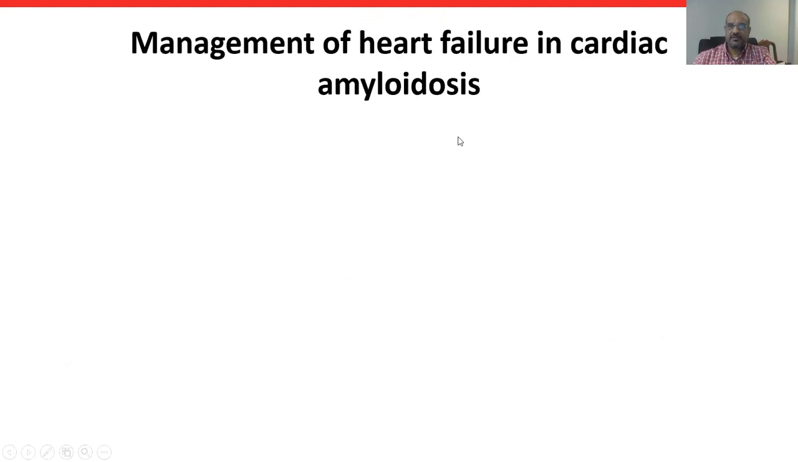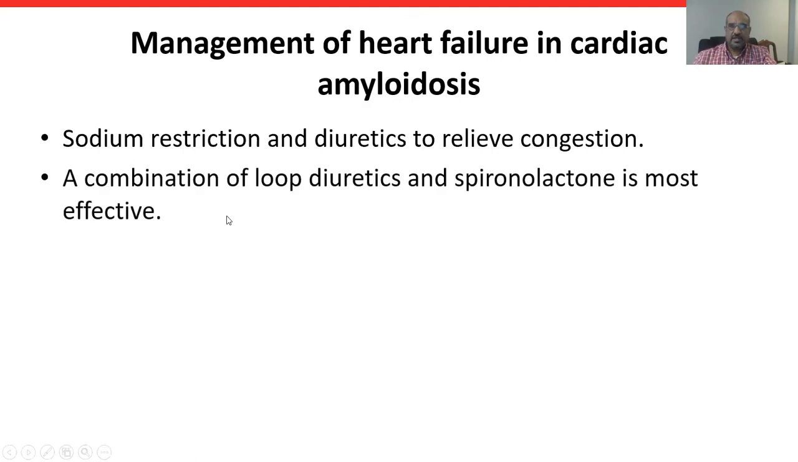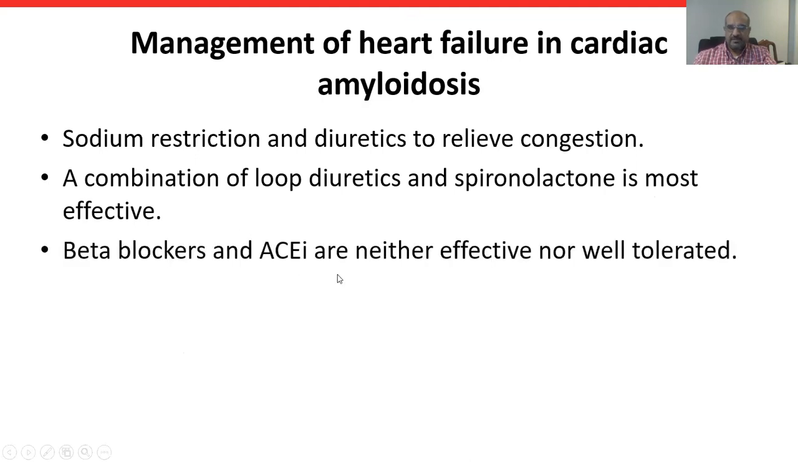The management of heart failure in cardiac amyloidosis. Number one, sodium restriction and diuretics to relieve congestion. Give them Lasix, and prevent them from eating a lot of salt. Loop diuretics and spironolactone are the most effective. Beta blockers and ACE inhibitors are neither effective nor well tolerated. Most probably those patients are on the hypotensive side, they are not hypertensive, and they usually have orthostatic hypotension. So beta blockers and ACE inhibitors are usually not tolerated.